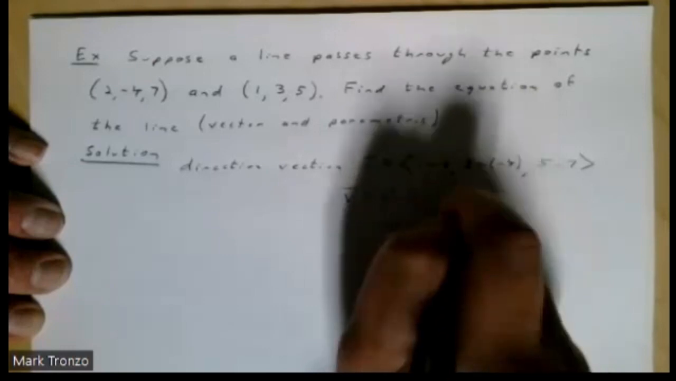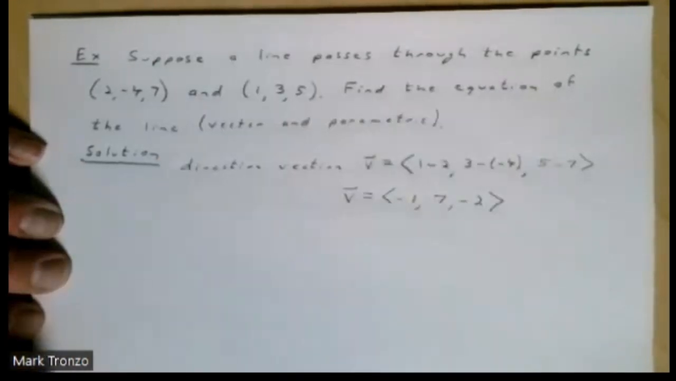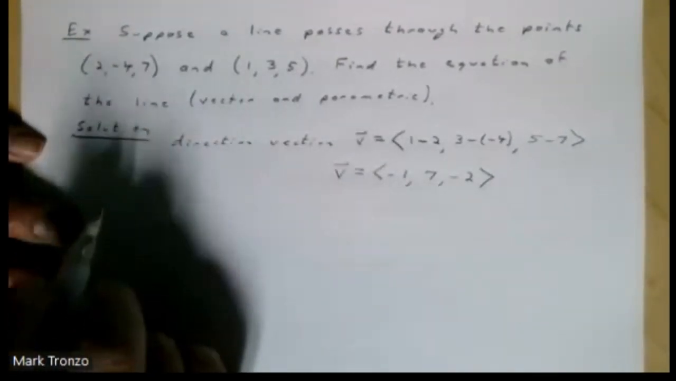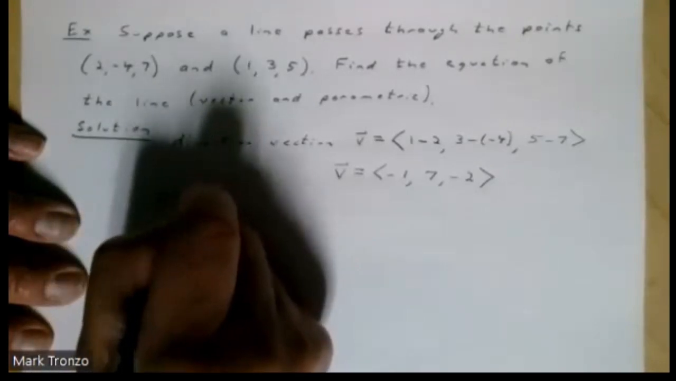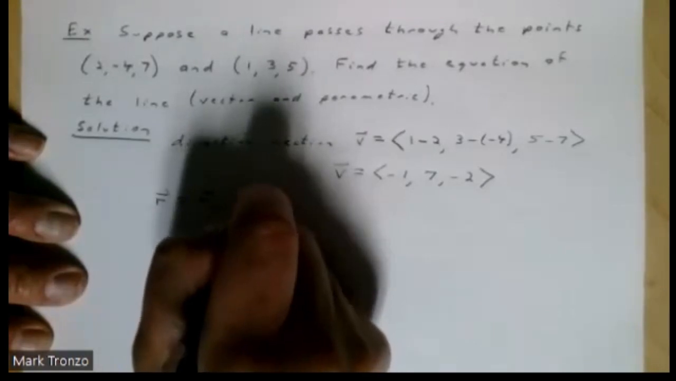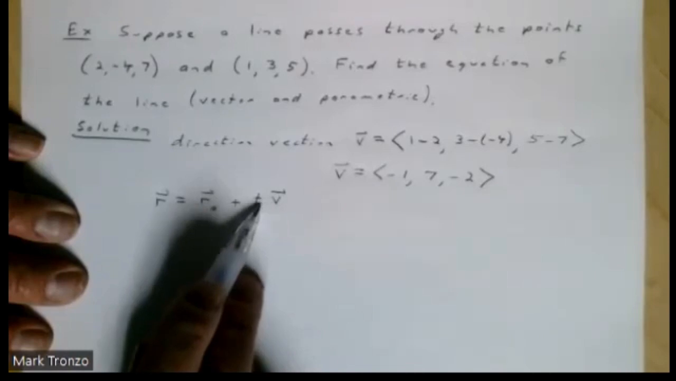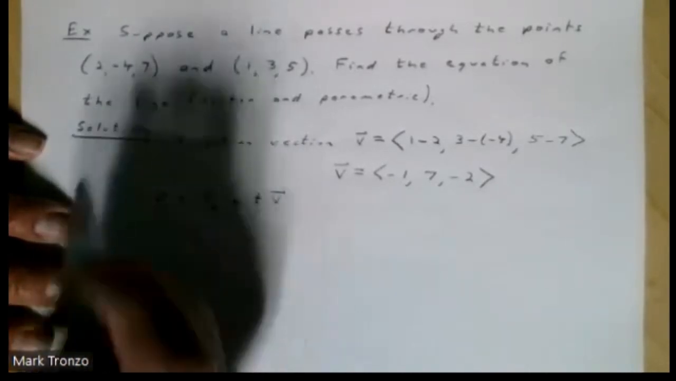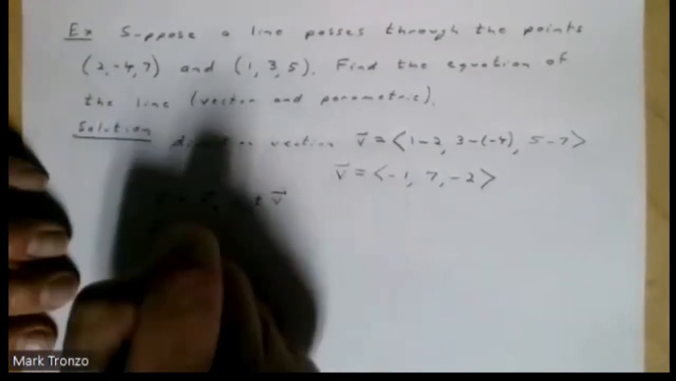And minus 1, 7, minus 2, like that. And now we can make the equation. Remember, we need to use this equation, where this is a point on the line. Excuse me, this is a point on the line right here. So it doesn't matter what point we use. I'll pick maybe this point here.